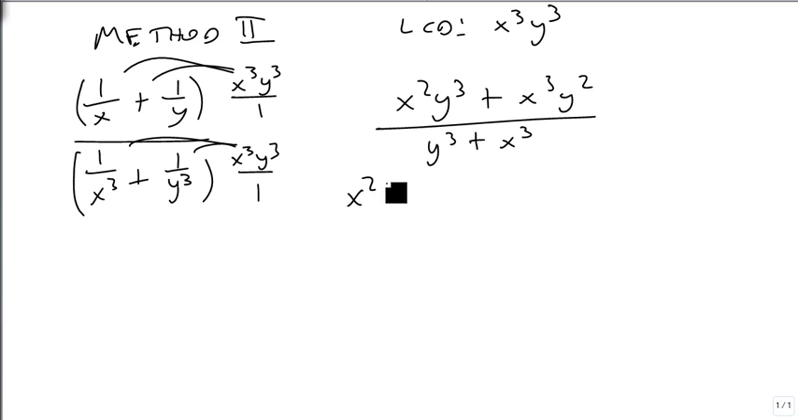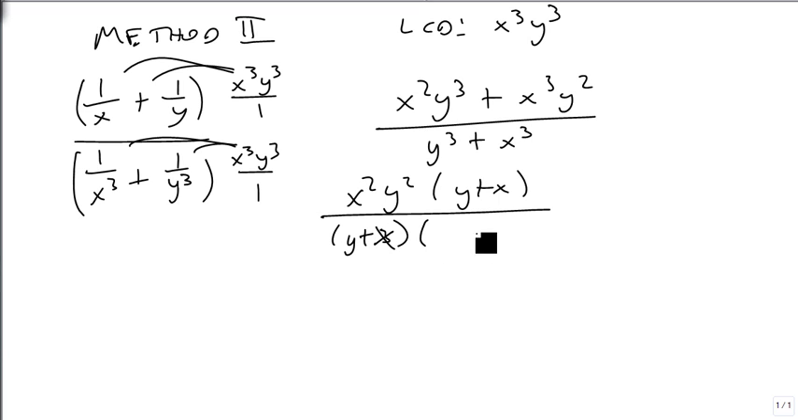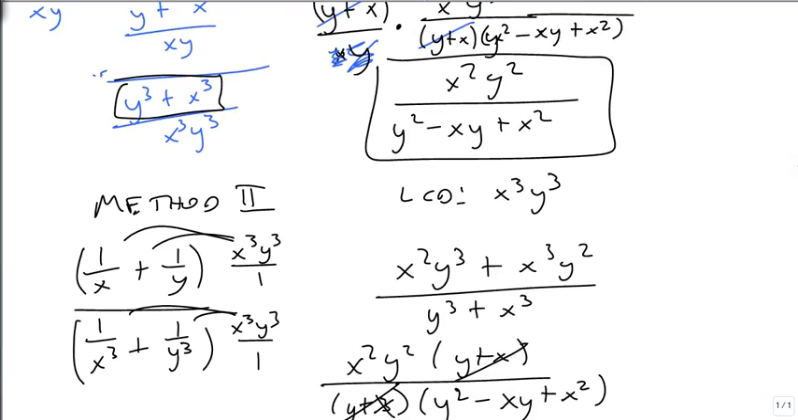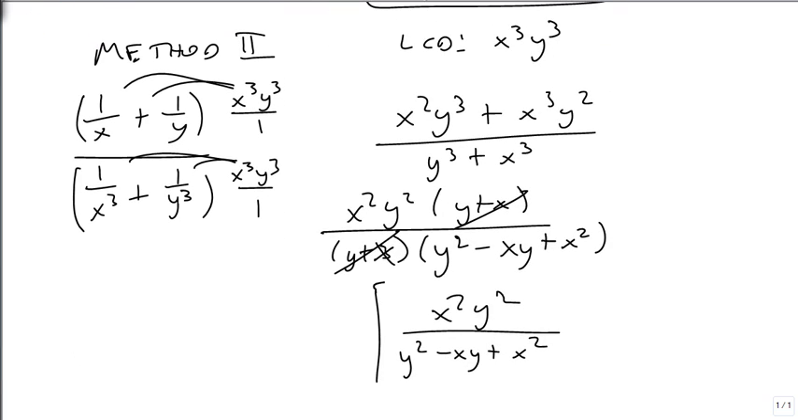So we factor out an x²y², leaving a (y + x) on top. We factor this as, again, a sum of cubes, (y² - xy + x²). And we divide out, and we're left with our final answer of x²y² over (y² - xy + x²). And now that we've compared the two, we can look at them, make sure they're the same answer, and then pick our method accordingly.